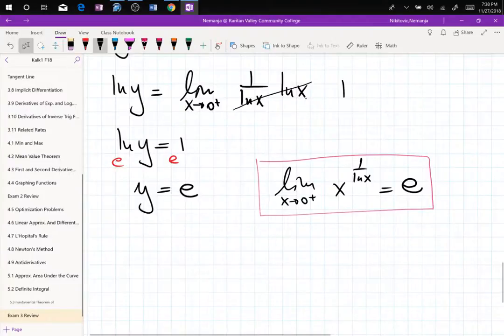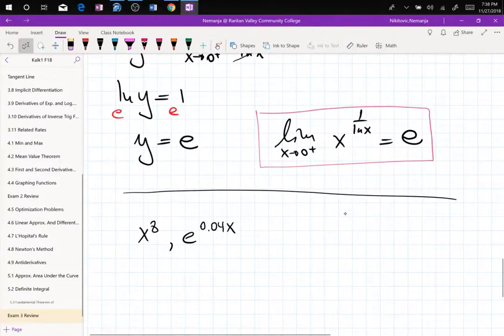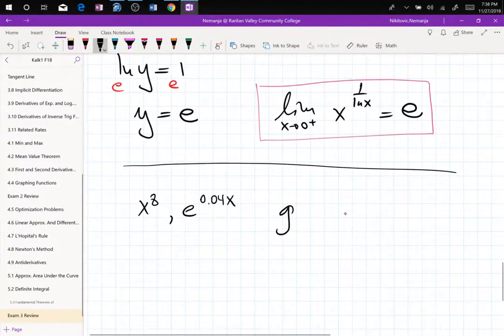It was in 4.7 and third. Yeah, that's at the end, we're talking about the rate of increase of functions. So what were the two functions? x to the 8 and e to the 0.04x. Great. Growth rate.